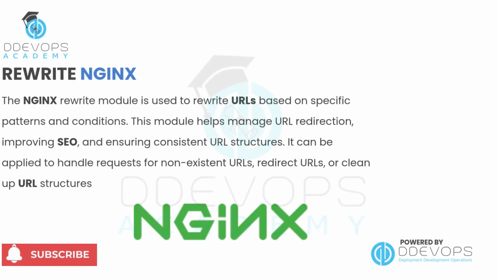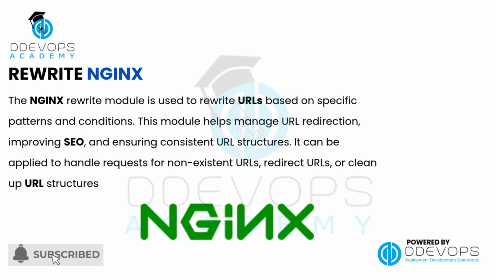Rewrite Nginx. The Nginx rewrite module is used to rewrite URLs based on specific patterns and conditions. This module helps manage URL redirection, improving SEO, and ensuring consistent URL structures. It can be applied to handle requests for non-existent URLs, redirect URLs, or clean up URL structures.